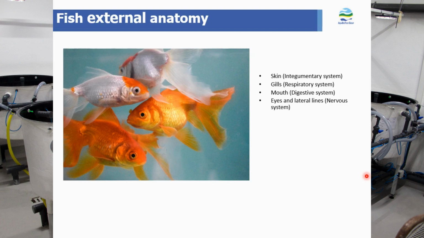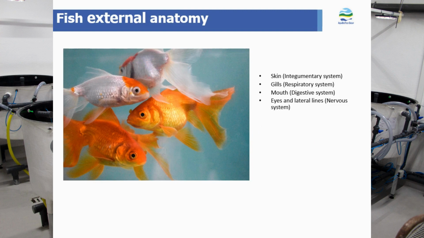Eyes and lateral lines correspond to the nervous system. Fish get a lot of information through the eyes, but they also have a system called the lateral line, which starts from the opercula to the end of the tail. So if you see these dots all along the fish, those are the lateral line. Here we can see.